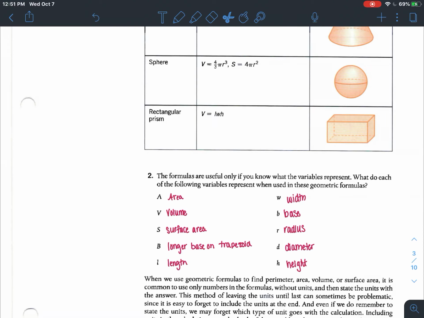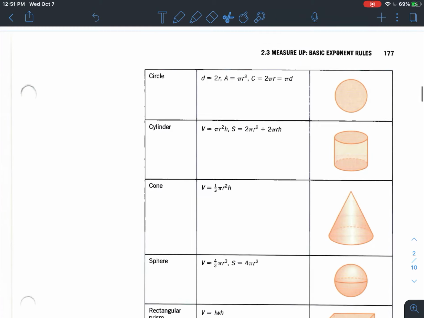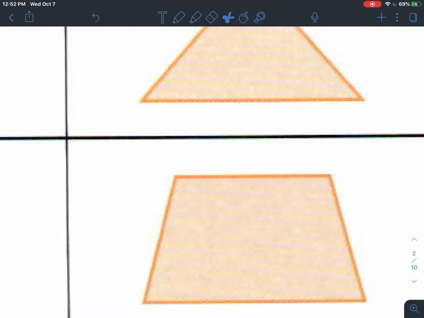A is area, V is volume, S is surface area, capital B is the larger or longer base on the trapezoid. Sometimes you'll actually see B sub 1 plus B sub 2. Those are just the two different bases on a trapezoid, because you have the smaller top side length and the longer bottom side length.